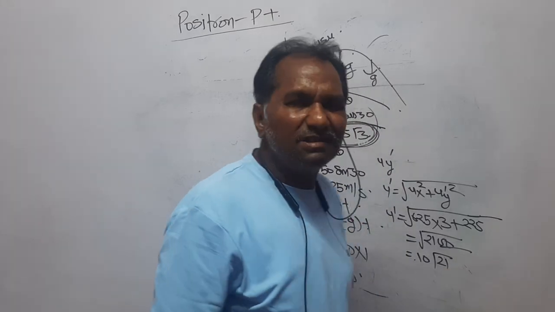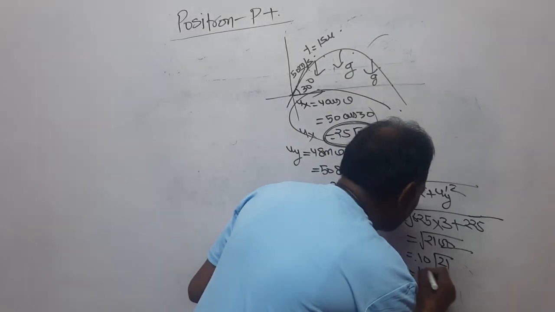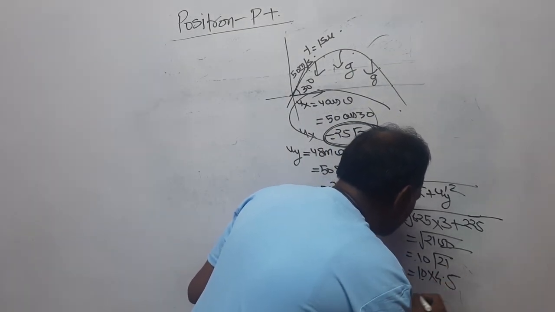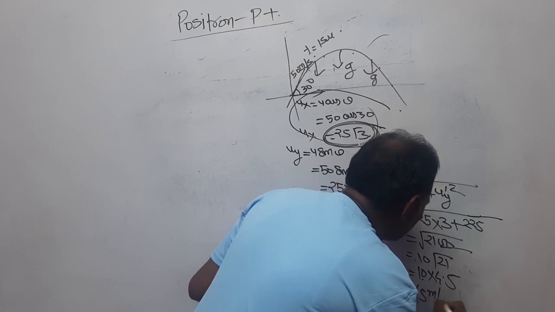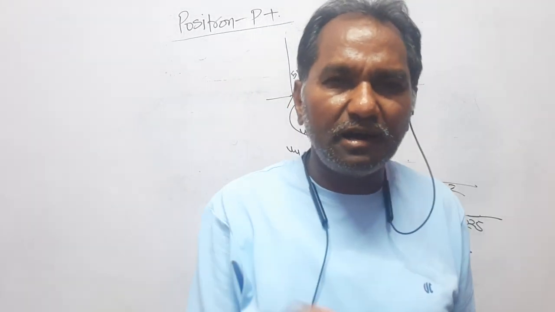Now root 21 is what? Look here, root 21, between 5 and 4, it is about 4.5. 10 into 4.5 you can write, and then multiply, nearly 45 meter per second, like this. In this way you can find out the velocity of the projectile at any instant.